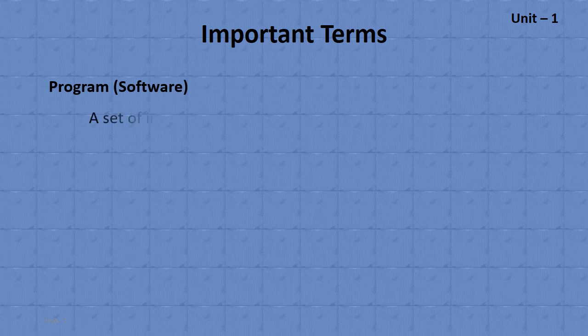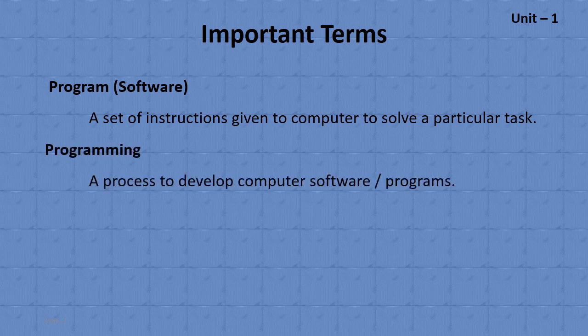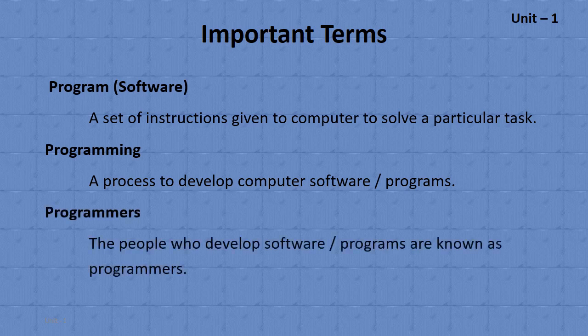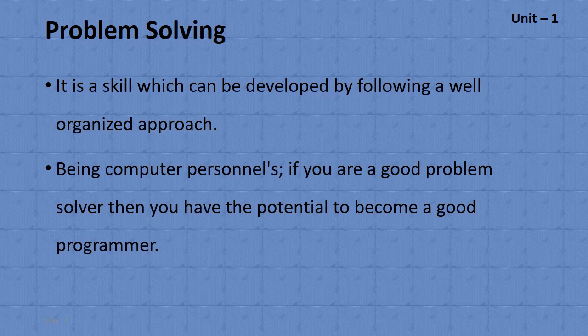There are some important terms to remember. Program or software is a set of instructions given to the computer to solve a particular task. Programming is a process to develop computer softwares, and the programmers are the persons who develop software or programs. Problem solving is a skill which can be developed by following a well-organized approach. Remember one thing, if you are a good problem solver, then you have the potential to become a good programmer.